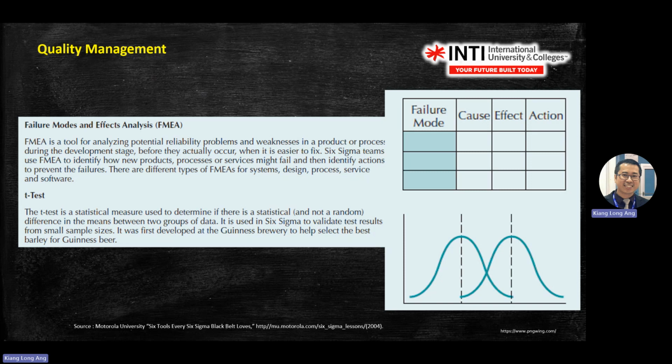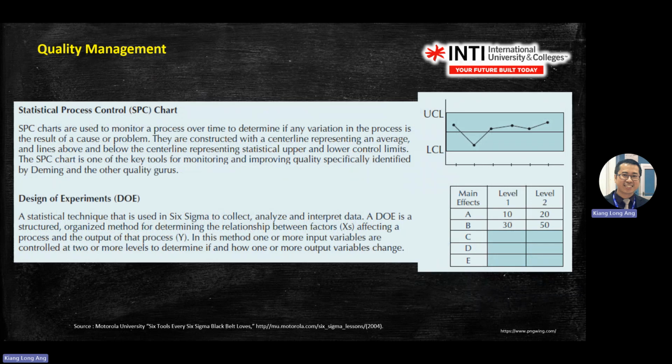T-test is a statistical test. How many tests you want to do: single T, 2T, 3T, and so on. Statistical process control, SPC, we will focus on this one in this chapter. We'll teach you how to do a statistical control chart and how to read it. DOE, design of experiments, is a very dedicated chapter. We won't look into this one in detail, but it is one of the quality tools used for your project.